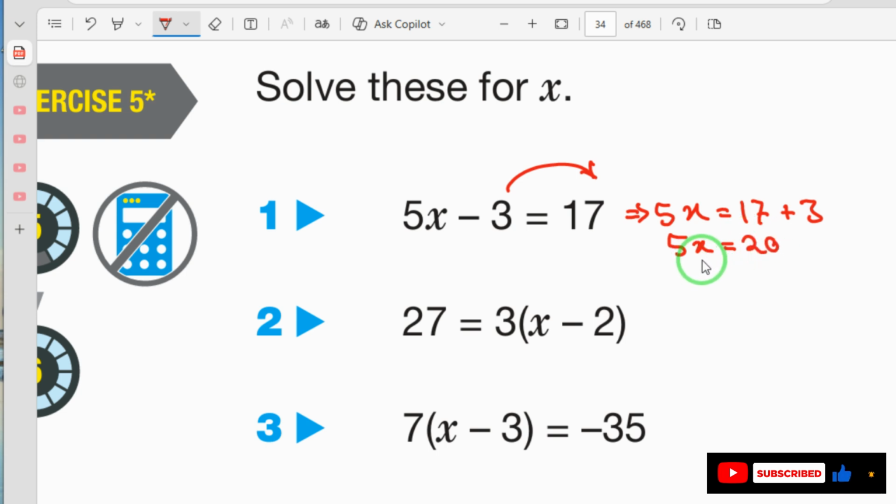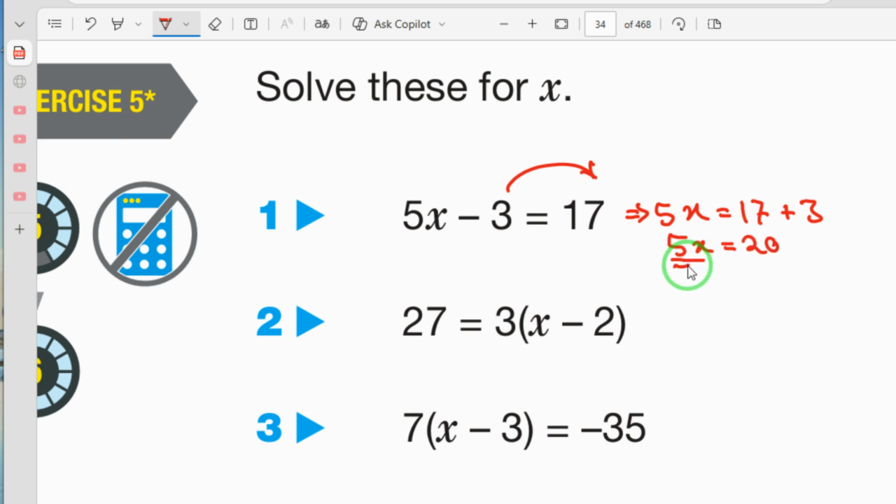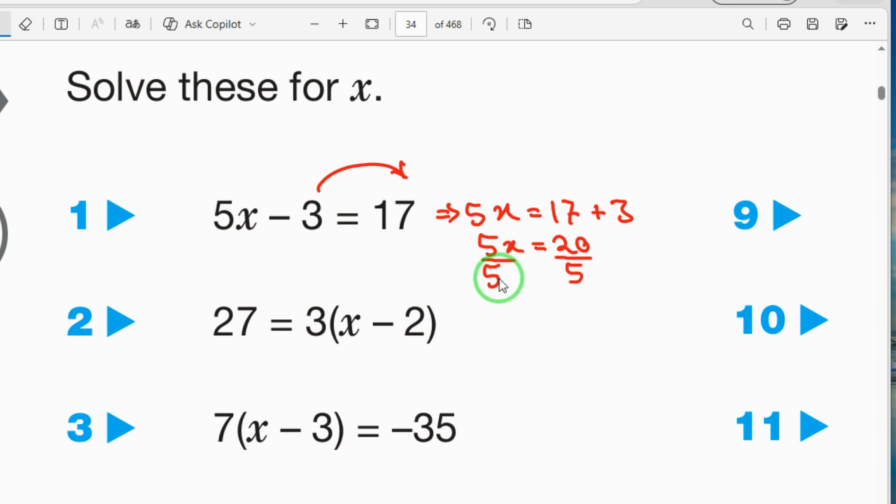Then we divide both sides of the equation by 5. The coefficient of x is 5. Also this side divide by 5. Then we simplify, only remain x equal to 20 divided by 5 gave us 4. This is the answer. 1 times of 5 is 5. 4 times of 5 is 20. So x equal to 4.